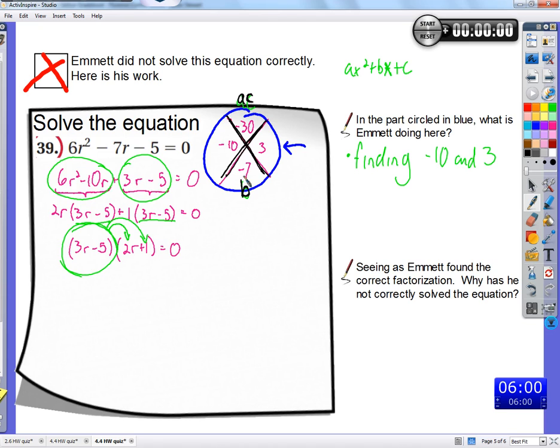What do you mean it doesn't go to zero? Like 10 minus 6, it doesn't get to zero. Oh, well, don't we need to know what R is? Yeah, we've got to plug something in for R, right? So why is it that Emmett has not found the solutions? Is there something you can do to find the solutions?